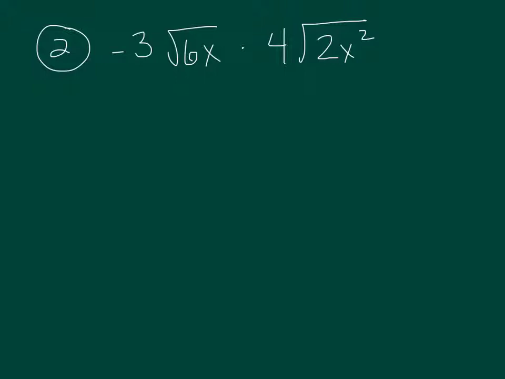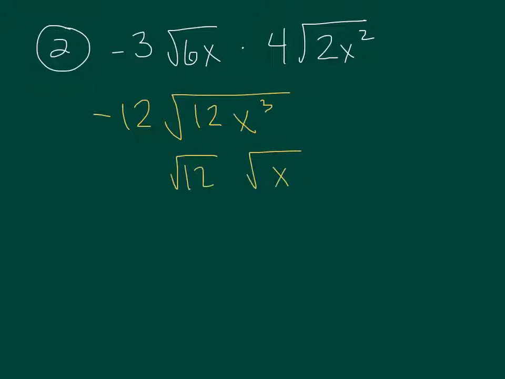Negative 3 square root of 6x times 4 square root of 2x to the second. Okay, so we're going to multiply. So negative 3 times 4 is negative 12. That's already on the outside. On the inside, 6 times 2 is 12. X times x to the second is x to the third. Okay, and then split this apart. Okay, so we have our square root of 12, our square root of x to the third. Just don't forget about that negative 12 out front.